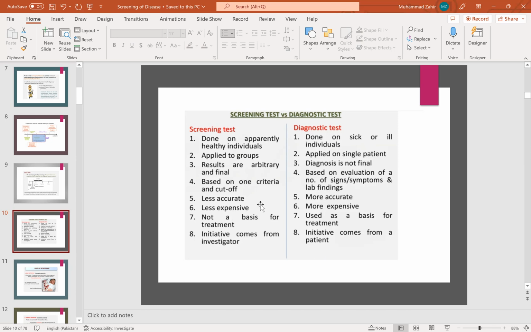Screening is less accurate; diagnosis is more accurate. Screening is less expensive; diagnosis is more expensive. Screening is not a basis for treatment, but diagnostic tests are used as a basis for treatment. In screening the initiative comes from the investigators, whereas in a diagnostic test the initiative comes from the patient.